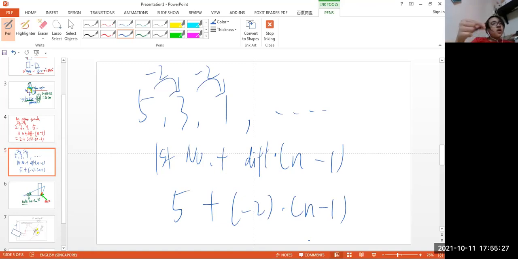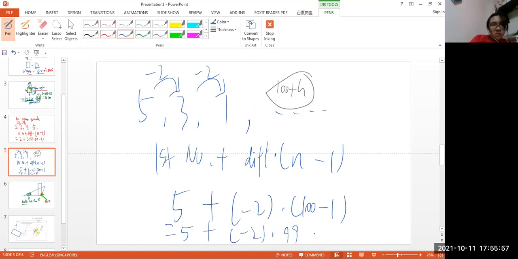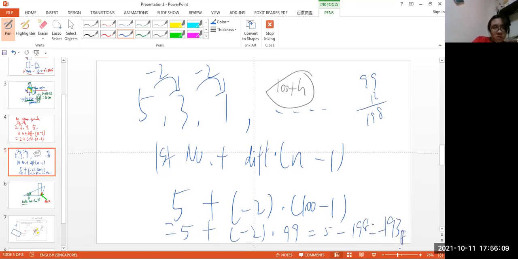From today onward. So if they ask you for the 100th number, how do you do it? How do you do the 100th? Change the n to 100. So once you change the n to 100, just punch this. Okay, you cannot punch calculator, so you need to do it on the spot. Okay, then you are going to get 5 minus 99 times 2, minus 193.